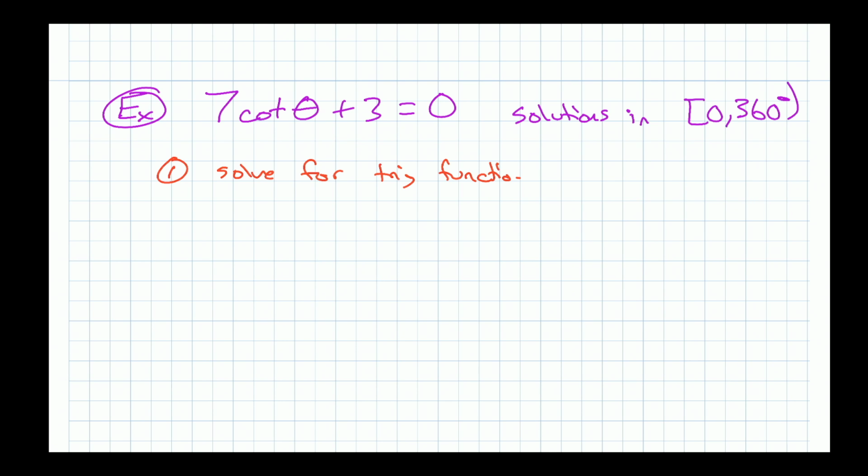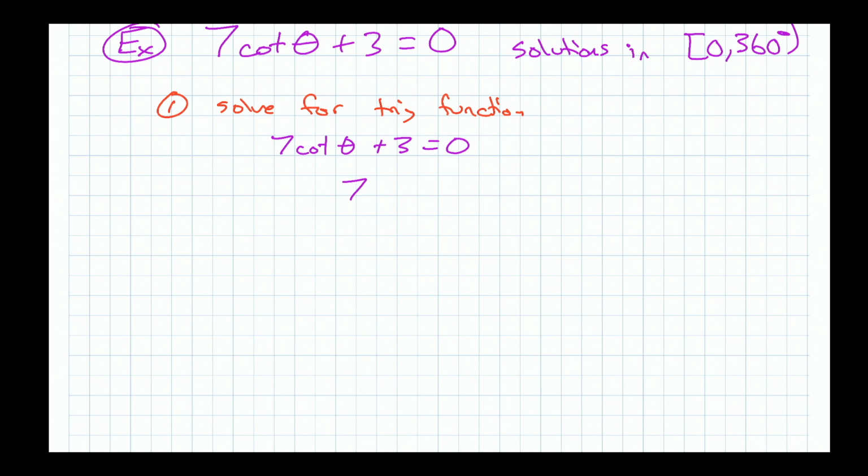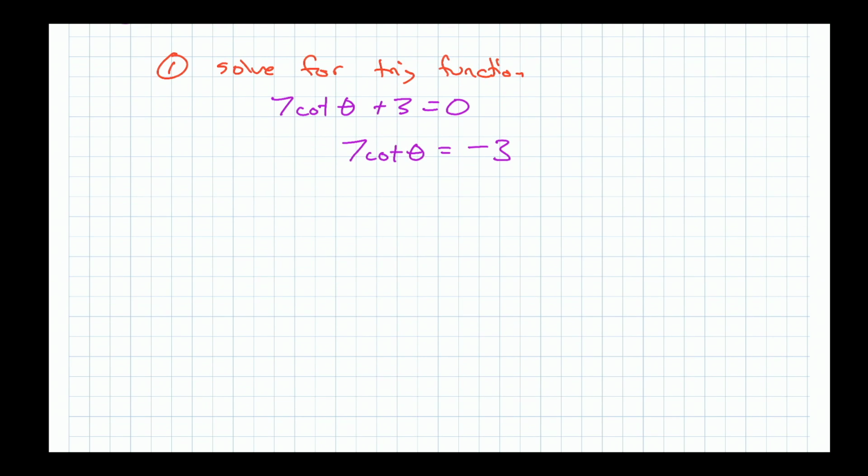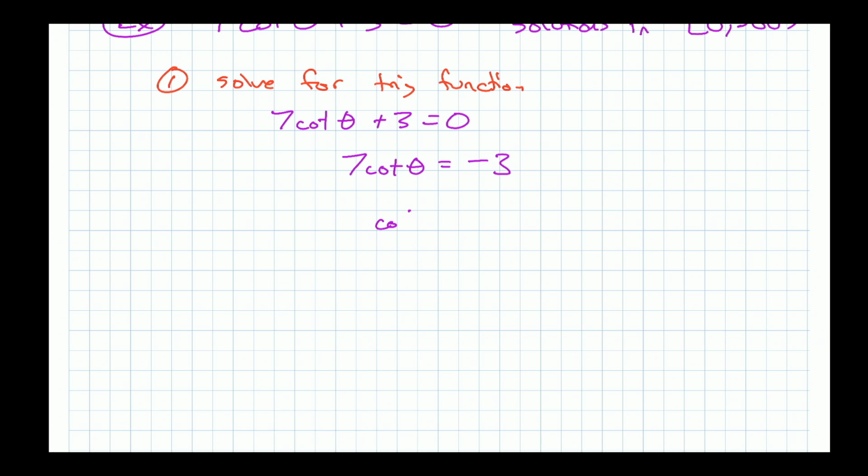That's the easy part now, right? So we have 7 cotangent theta plus 3 is 0. Going to move the 3 over. You get 7 cotangent theta is negative 3. You divide by 7. You get cotangent theta is negative 3 over 7.